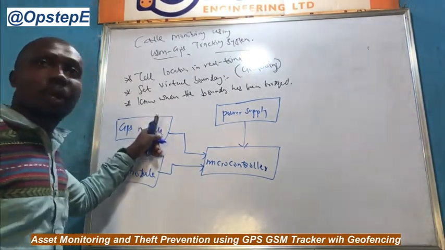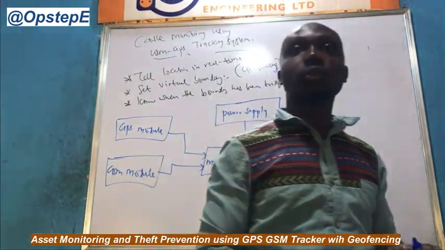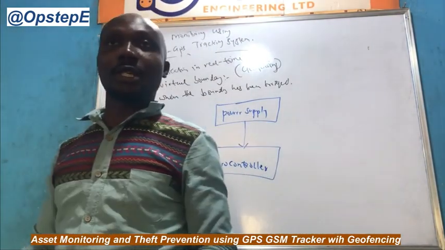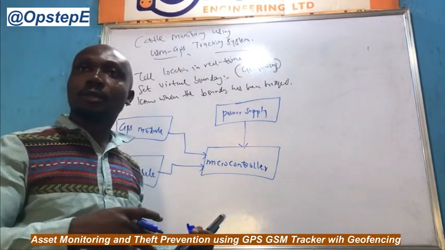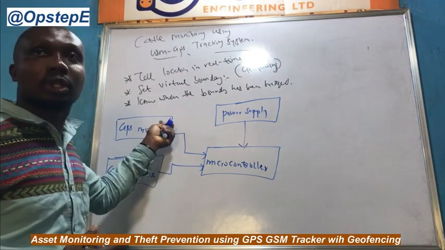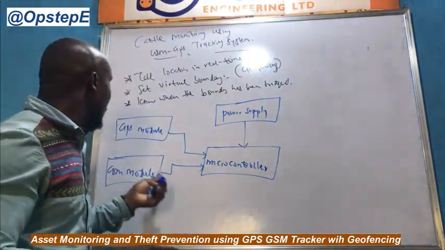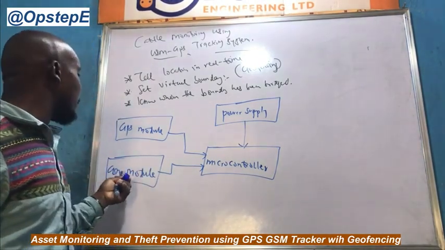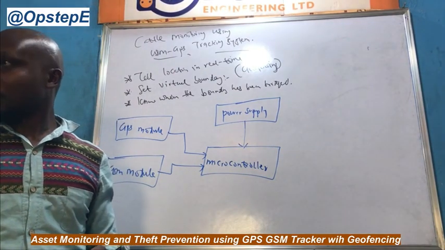The GPS module is to help us with location tracking. It is supposed to give us coordinates, latitude, longitude, the number of satellites it is seeing, speed, course, height above sea level, and other parameters. It will also give us date and time. The GSM module, from the word GSM, Global System for, what was the full meaning of GSM? Global Positioning System.